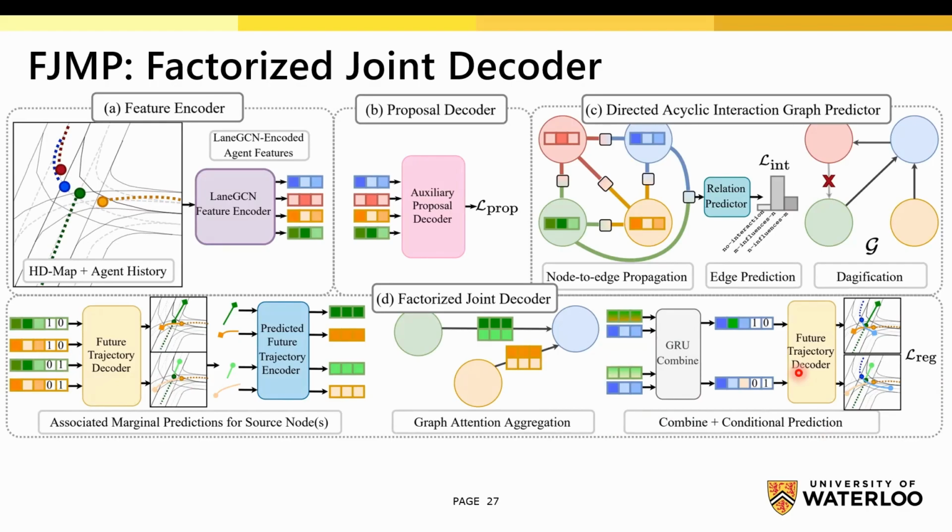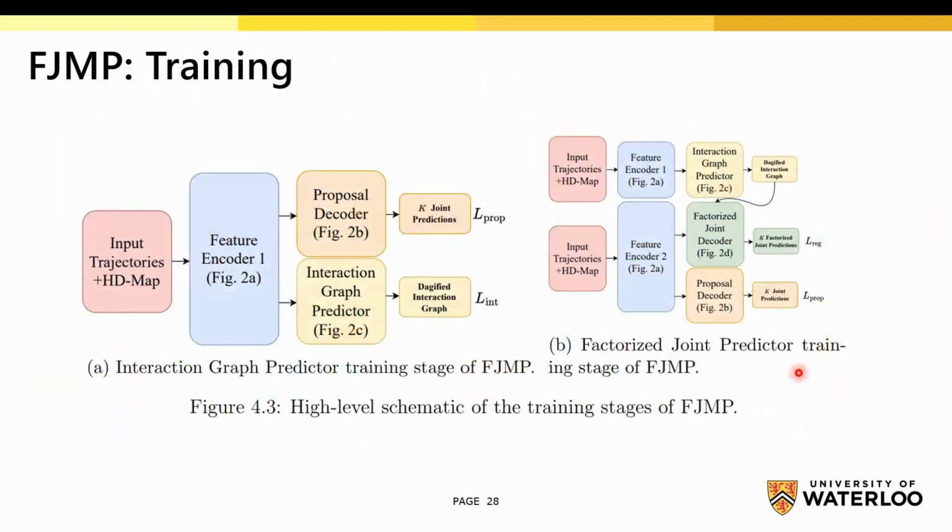Okay, so that is FJMP. Let's now look at how we train this system. So we train FJMP in 2 stages. The first stage is shown on the left, and in the first stage, all we're going to train is this interaction graph predictor. We also have this auxiliary proposal decoder header. It's the self-supervised objective, and then we train it to convergence. We then freeze the weights of the interaction graph predictor and train the second stage, where in the second stage, we are training the factorized joint decoder, also with another auxiliary proposal decoder header.